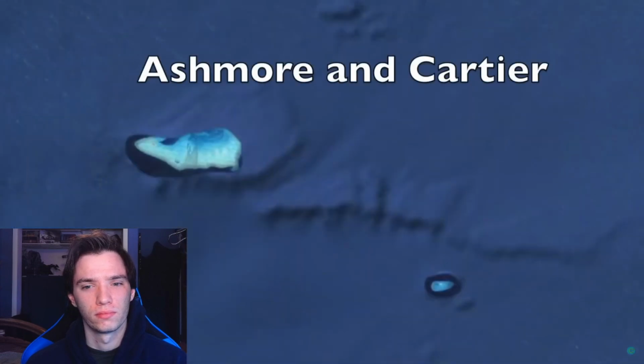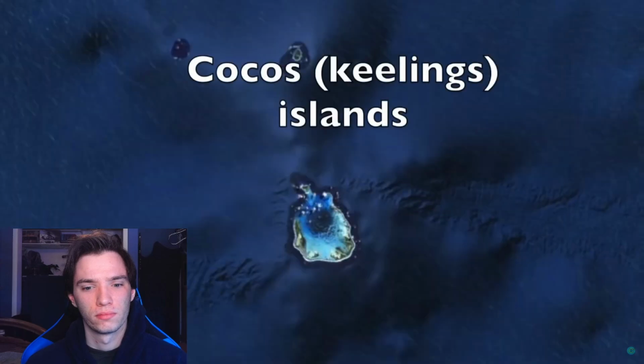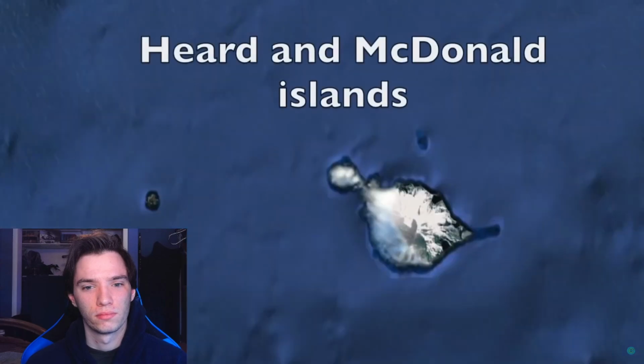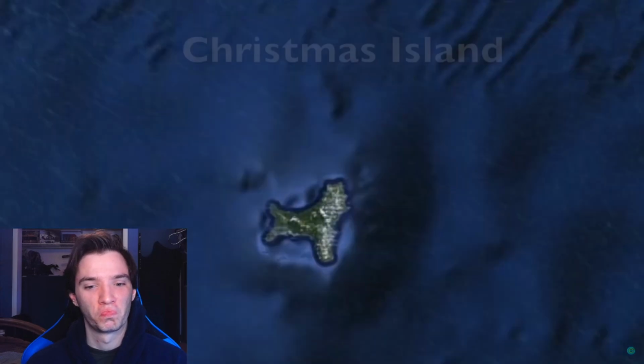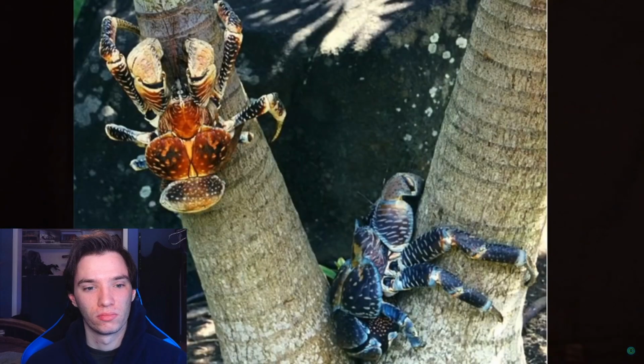They are Ashmore and Cartier, the Cocos or Keelings Islands, Coral Sea Islands, the Heard and McDonald Islands, and the popular holiday spot, Norfolk Island, and the pleasant Christmas Island that gets attacked by huge coconut crabs every year.